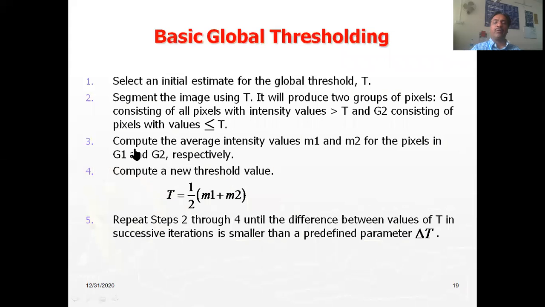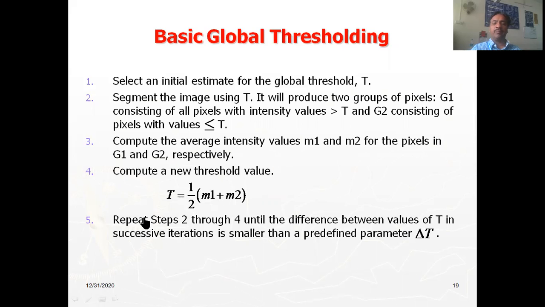In the third step, we compute the average of pixels in the group G1 and the average of the pixels in the group G2. Let M1 and M2 be the averages of pixels in group G1 and group G2 respectively. Then we compute a new threshold value T as 1/2 (M1 + M2), where M1 is the average of the gray level values of the pixels in group G1 and M2 is the average of pixels in group G2.